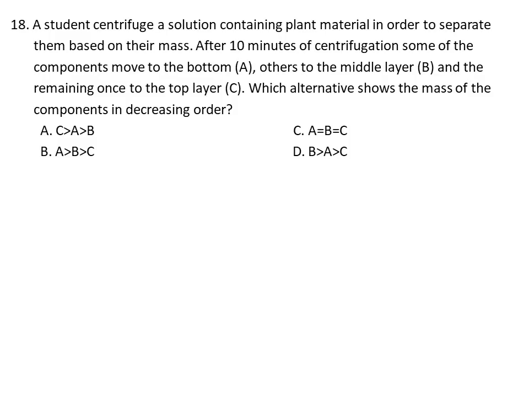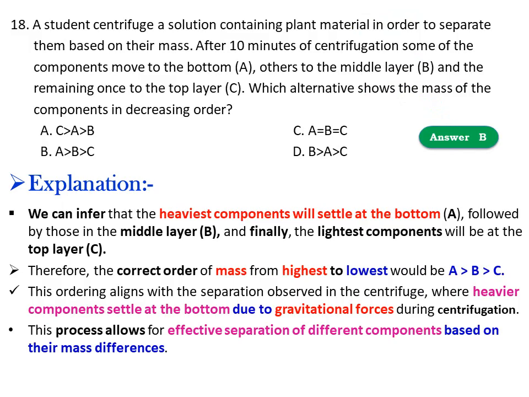We can infer that the heaviest component will settle at the bottom, which is A, followed by the middle layer B, and finally the lightest component will be at the top layer C. Therefore, the correct order of mass is A is greater than B, and B is greater than C. It is decreasing as that follows.